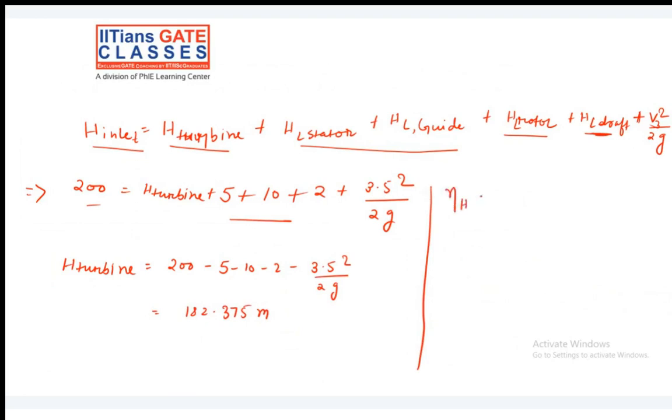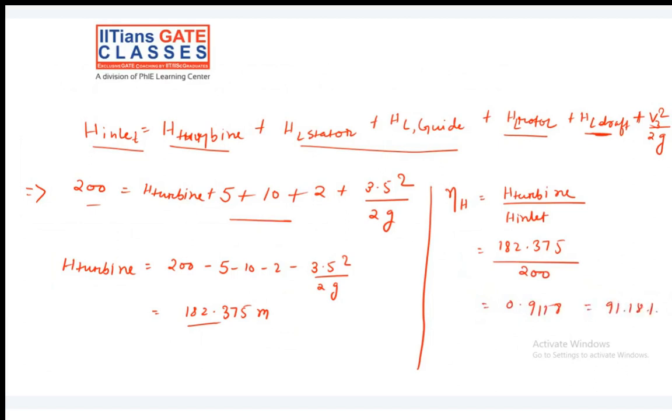So what is the hydraulic efficiency now? Eta hydraulic will be equal to head developed by turbine divided by the head at the inlet. Head developed by turbine is 182.375, and head at inlet is 200. So the ratio of these two will be somewhere around 0.9118. So this is 91.18%.